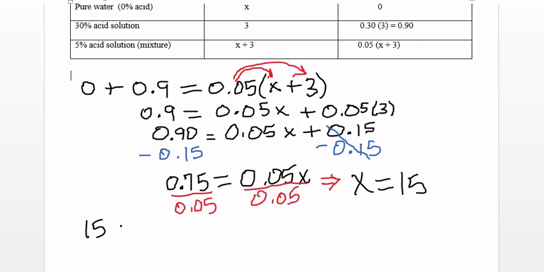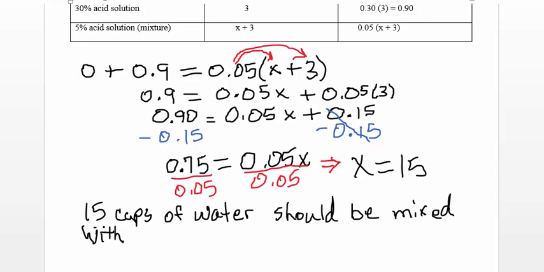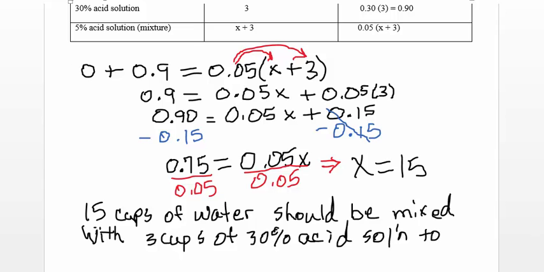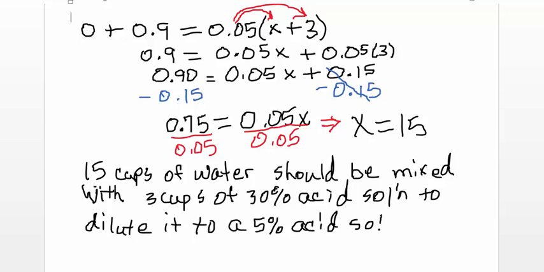So 15 cups of water should be mixed with 3 cups of 30% acid solution to dilute it to a 5% acid solution. And that's how you would work this type of dilution problem.